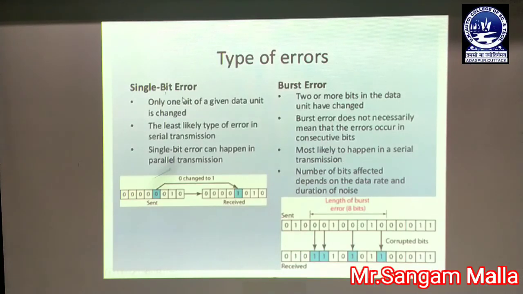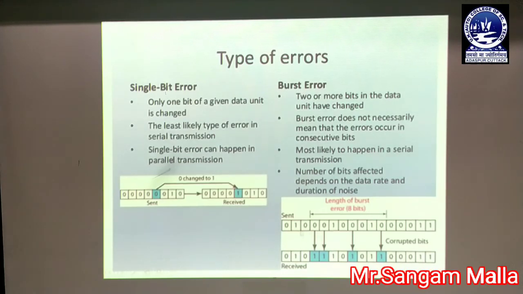That means single bit error can be found in serial transmission as well as parallel transmission, whereas burst error is mostly found in serial transmission. The number of bits affected depends on the data rate and duration of noise in case of burst error. That means for the errors considered under burst error, the number of bits affected depends on the data rate and the duration of the noise. Whatever noise duration is added to the inputted data will be considered as burst error.